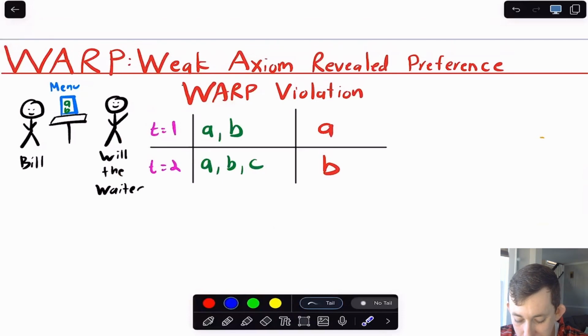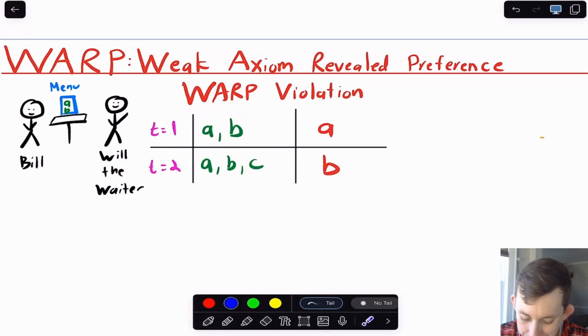And so what I'm going to say is that here's an example where Bill violates WARP, because I think it's easiest to get the idea of WARP if you see a violation. The basic idea of WARP is you want to be internally consistent. So let's do an example in which Bill is definitely not internally consistent.